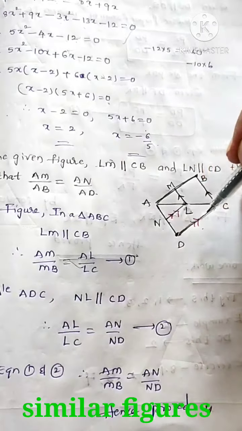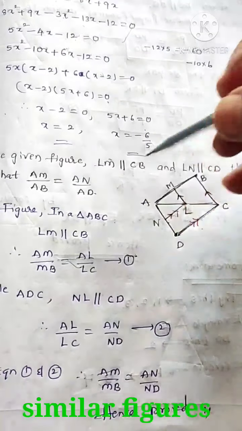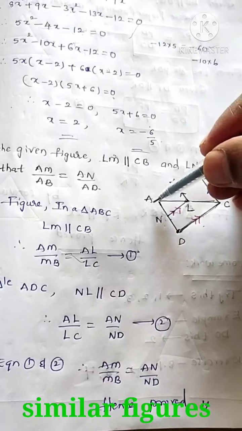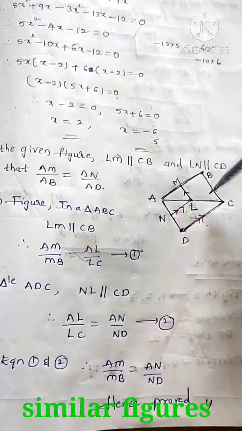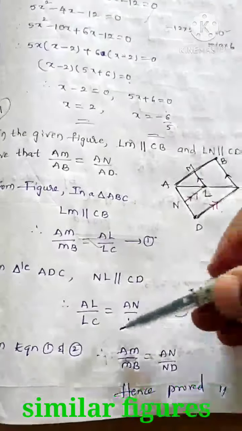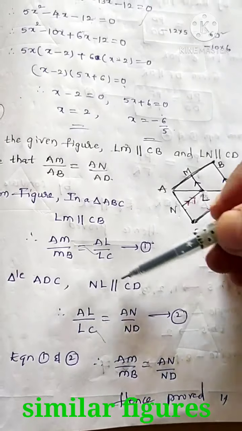These two are parallel, already given. Now use the condition again: AN by ND is equal to AL by LC, or AL by LC is equal to AN by ND. Write down here. Now observe equation 1 and equation 2.